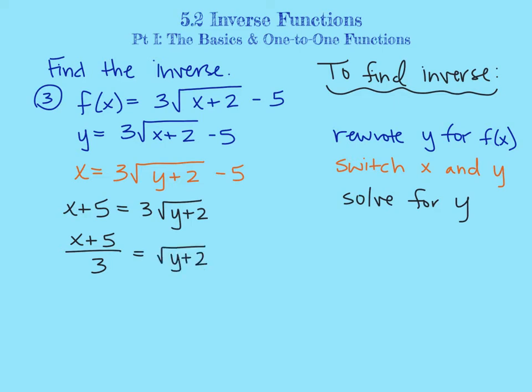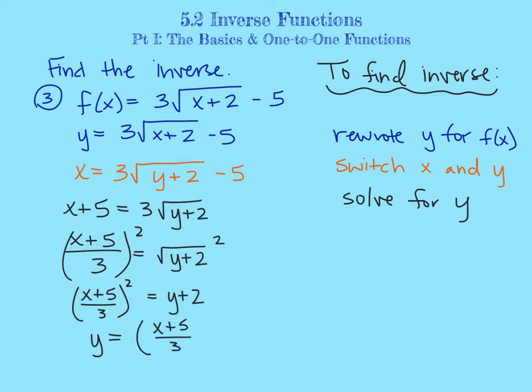Since y plus 2 is now under a square root, what we want to do is square both sides. So once we square both sides, we'll be left with y plus 2 equals (x plus 5 over 3) quantity squared. Then we want to subtract 2 from both sides. So I'm going to rewrite this with the y on this side and have y equals (x plus 5 over 3) quantity squared, minus 2.